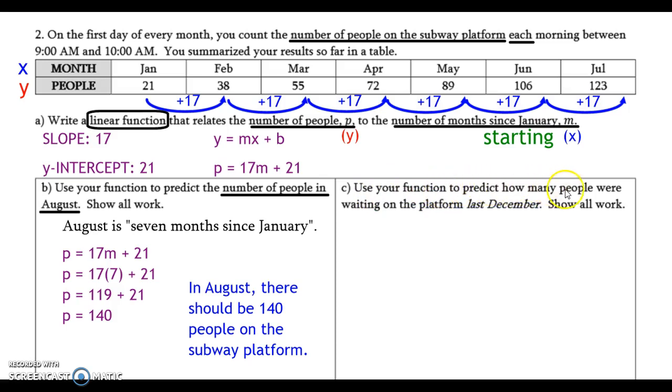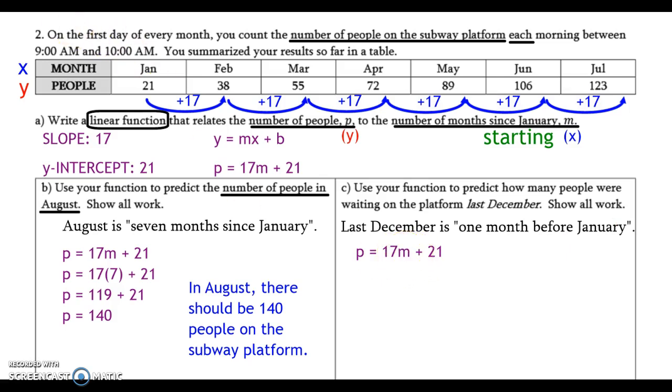Now it says use your function to predict how many people were waiting on the platform last December. Let's think about it. If January is where we're starting from, and the number of months since January is m, it looks like last December we're going backwards. So instead of using a positive number to represent this, we're going to use a negative number. We've gone backwards by 1 month. So last December is going to indicate 1 month before January, or -1. So if it's 1 month before January, we're going to use -1 to represent that change. So instead of using a positive value for m, we're going to use -1.